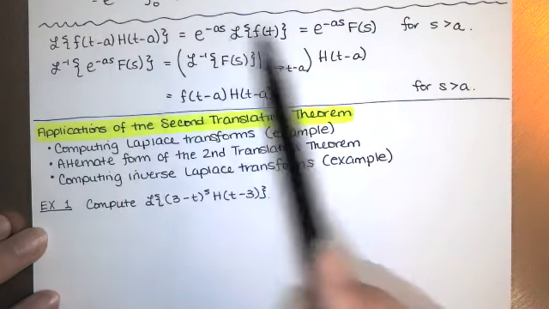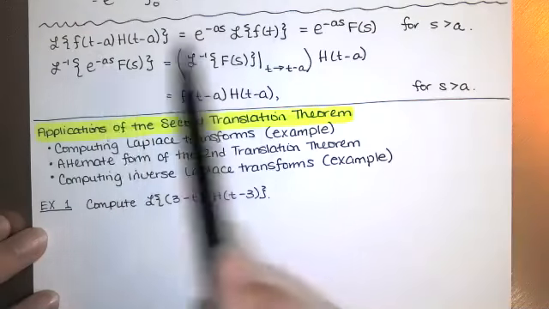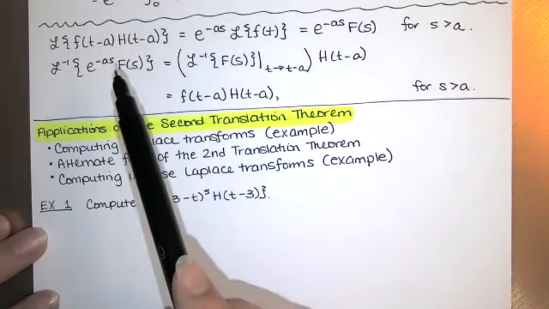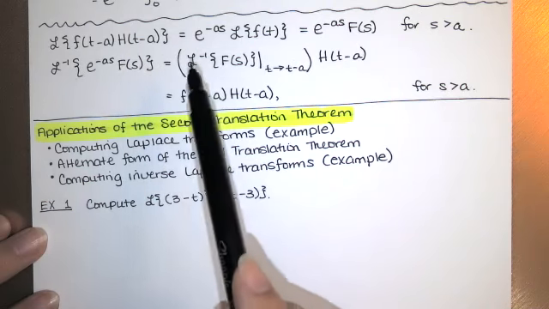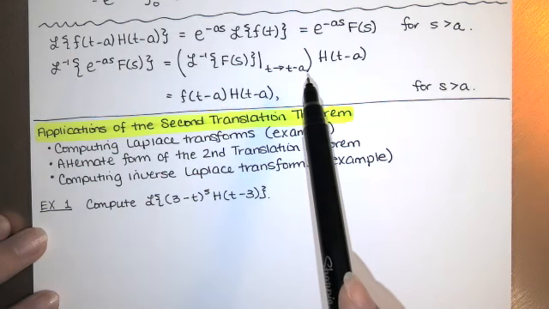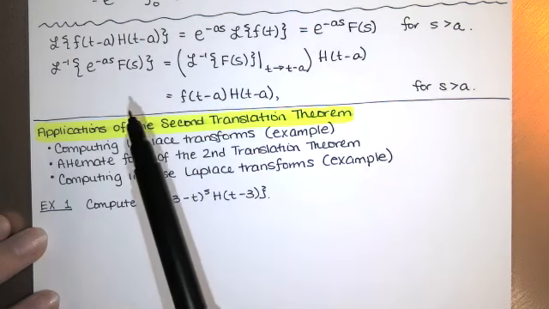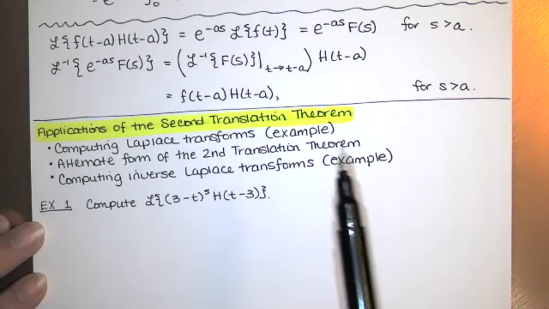And of course, if this is the Laplace transform, the inverse transform just goes from right to left. So the inverse transform of this is actually equal to the inverse transform of F(s), that's f(t), with the t replaced by t minus a, times the Heaviside function at t minus a. And I think you can see why it's called the second translation theorem.